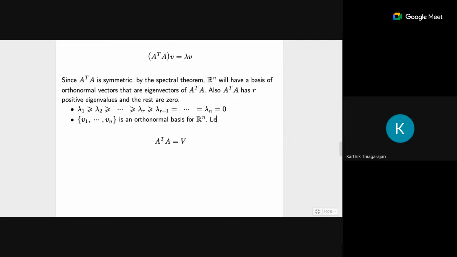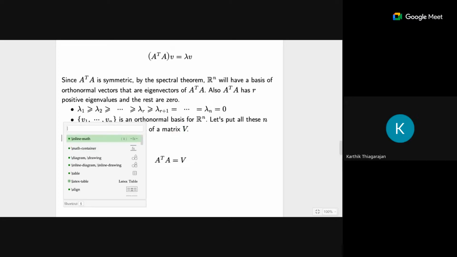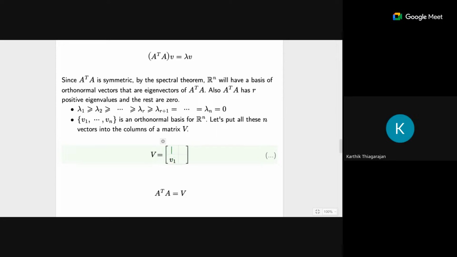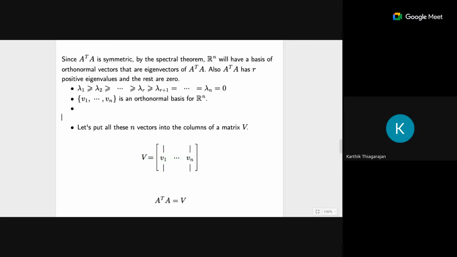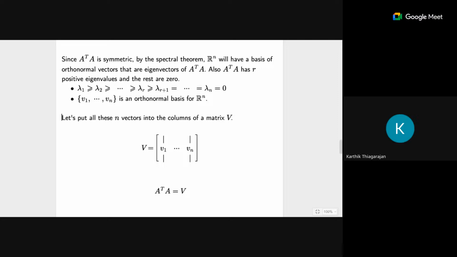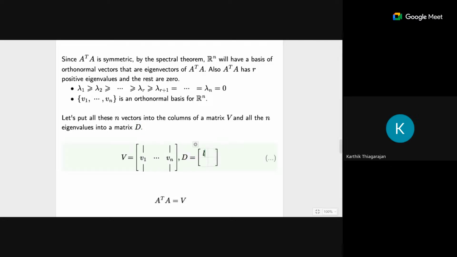If you do the spectral decomposition, let's put all these n vectors into the columns of a matrix V. The matrix V will be V1 dot dot dot Vn, an n cross n matrix where all the columns are the eigenvectors. And all the n eigenvalues go into a matrix D. What you will end up with is D equal to lambda 1 here.